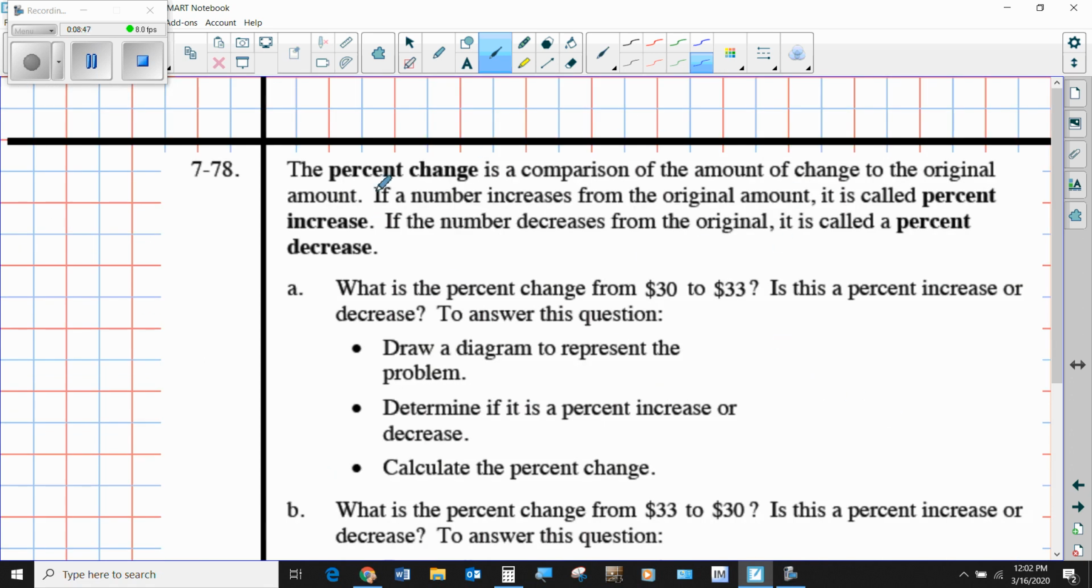Here's a little bit of a better description of our definition, where it gives you a little bit more detail about what makes it an increase or decrease, but I think intuitively you've probably understood how I explained it.